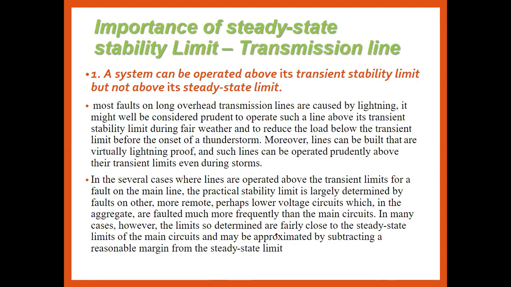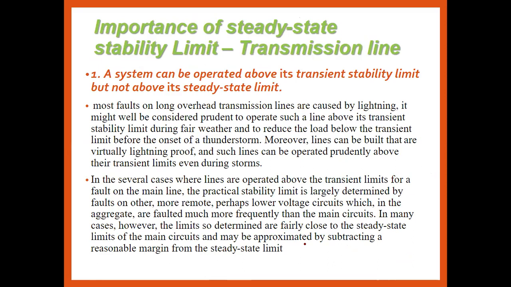Okay, so what are the important parameters we take into consideration while finding the steady state stability limit of the transmission line? The first consideration is that the system can be operated above its transient stability limit, but not above its steady state stability limit. Why? Because the steady state stability limit is always more than the transient stability limit. Meaning, what will the transient stability limit be?